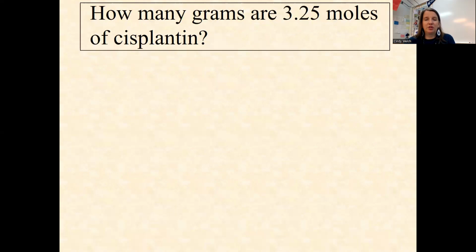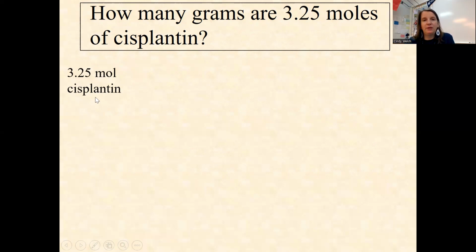So how many grams are in 3.25 moles of cisplatin? You always start, remember when you're doing a conversion, you always start by writing your given first. So we have 3.25 moles of cisplatin. You could write out the whole formula. You could write out the word.